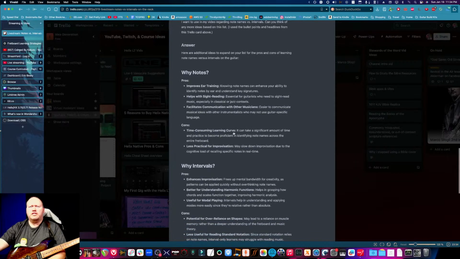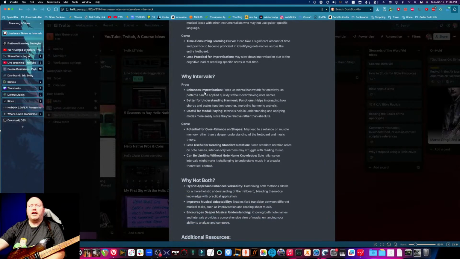Some cons: it's a time-consuming learning curve. It can take a significant amount of time and practice to become proficient in identifying note names across the entire fretboard. Once again, a lot of work. And it's less practical for improvisation. It may slow down improvisation due to the cognitive load of recalling specific notes in real time.